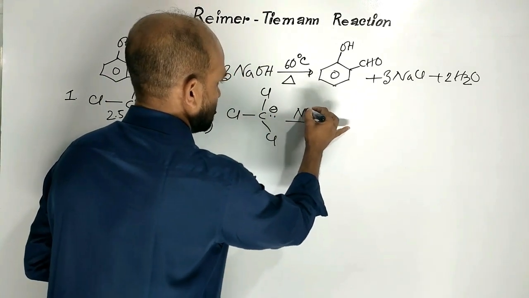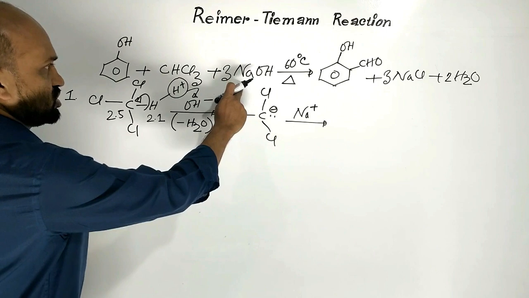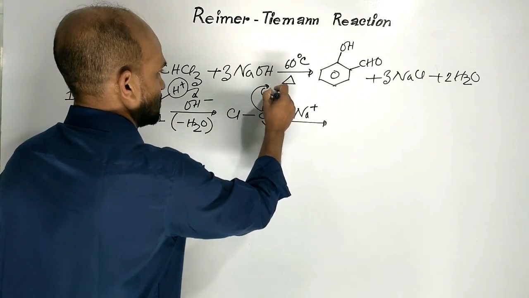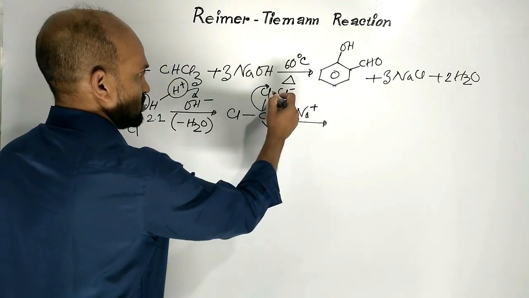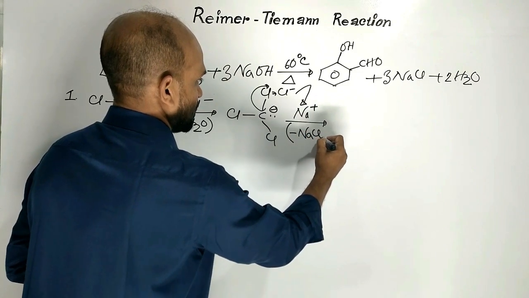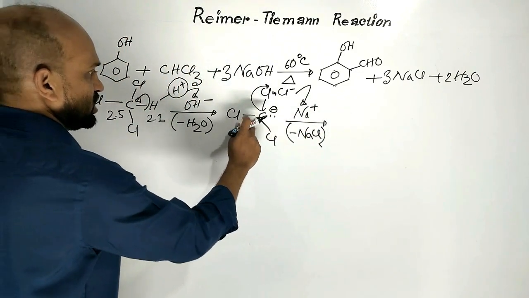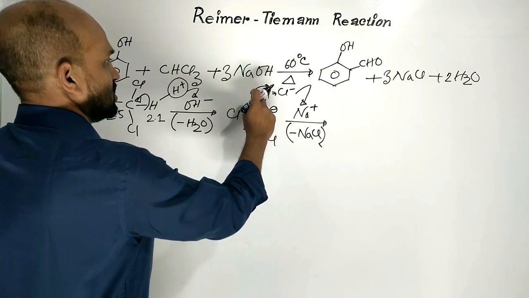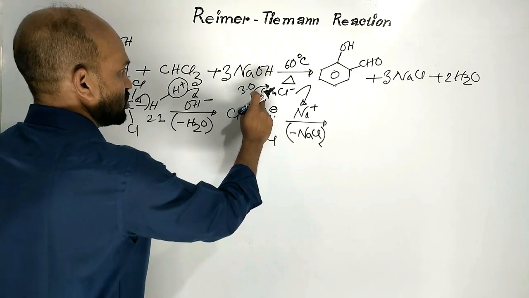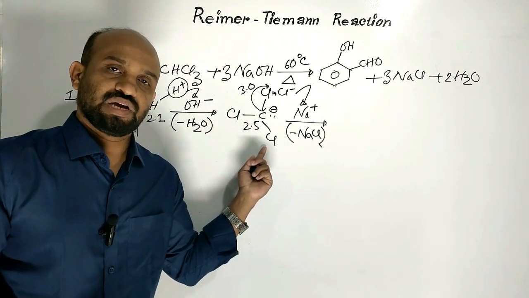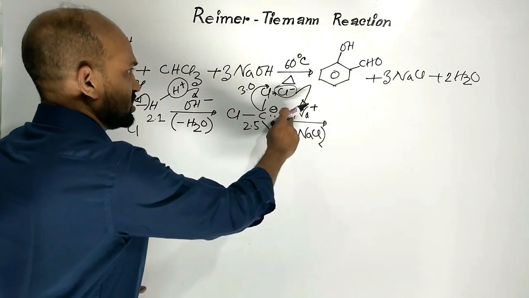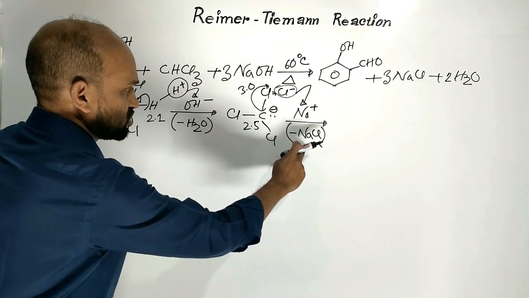Now in the reaction mixture, sodium ion is present. This sodium ion takes out this chlorine atom as chloride ion. Now this chloride ion combines with this sodium ion to form sodium chloride. Here electronegativity of carbon is 2.5 and electronegativity of chlorine is 3.0. That is why this carbon-chlorine bond undergoes heterolytic fission and chlorine gets removed as chloride ion. This chloride ion combines with sodium ion that is present in the solution to form sodium chloride.